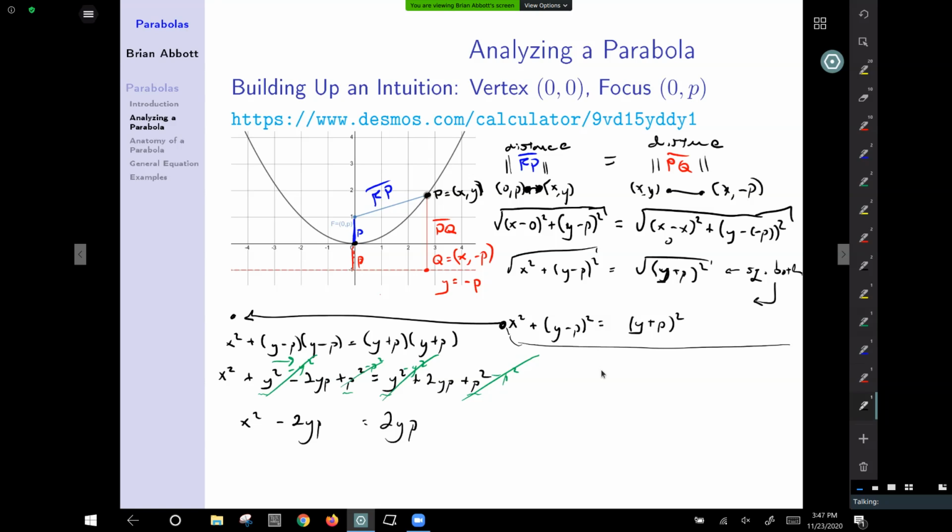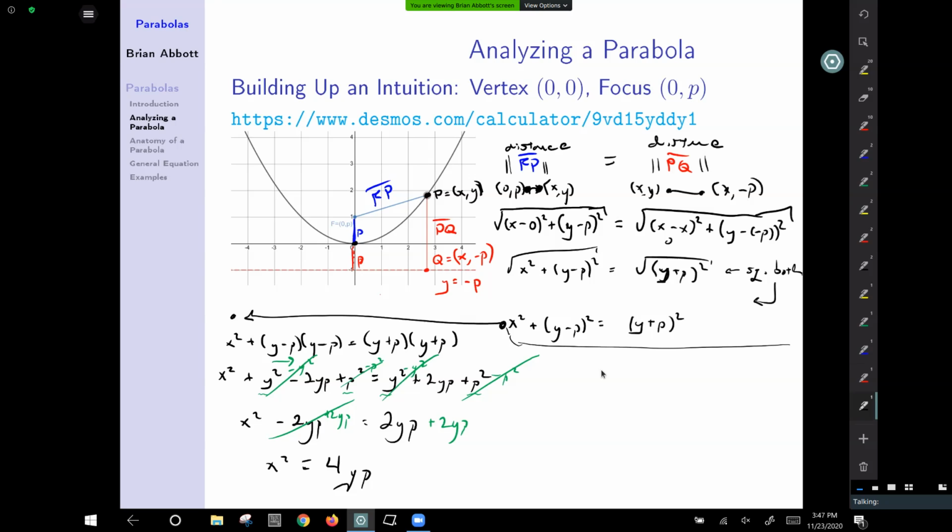Interesting. Okay, so what do we want to do? I feel like I'm going to try and get this x squared by itself and put all the y guys on the other side. So we're going to add 2yp to both sides. That'll add to 0 plus 2yp. That will give me x squared equals 2yp plus 2yp, which gives me 4yp.